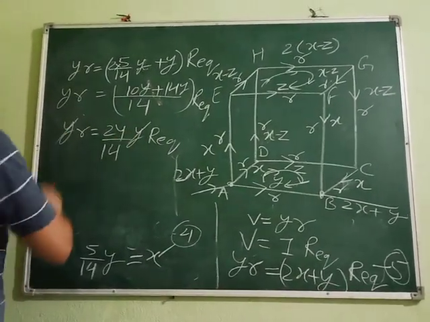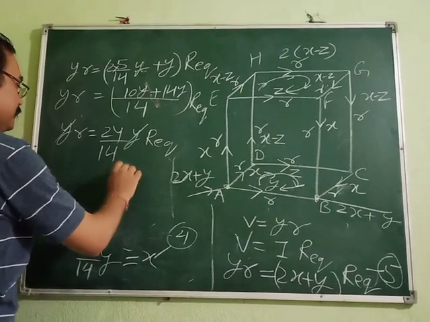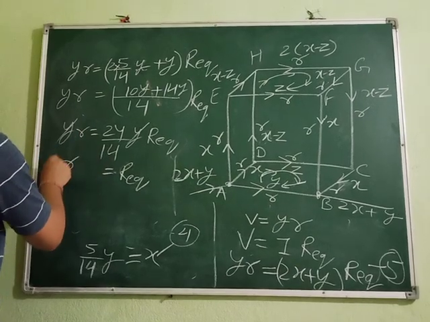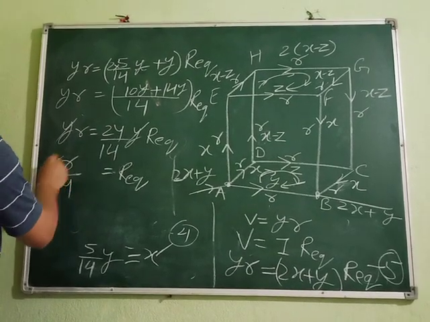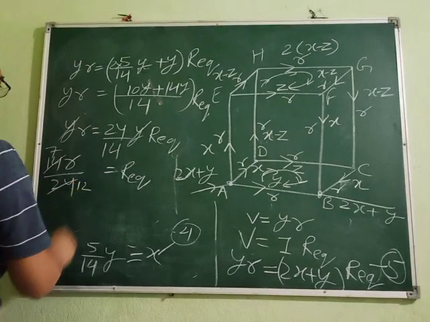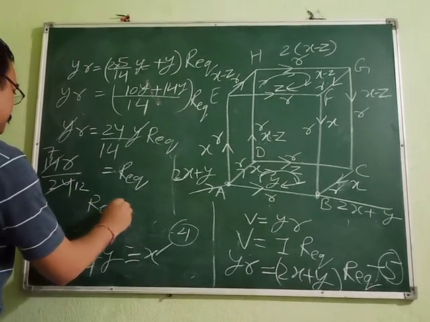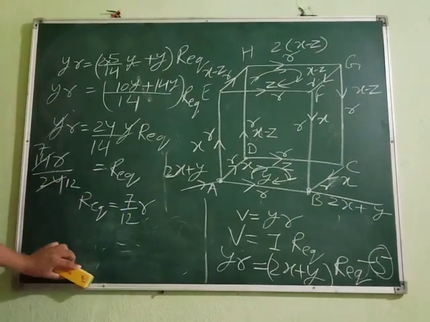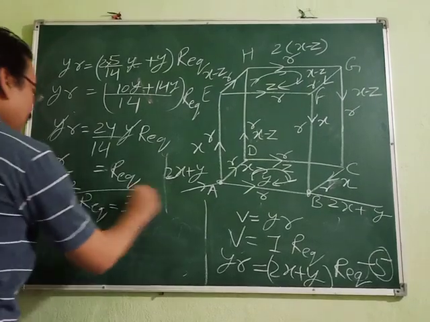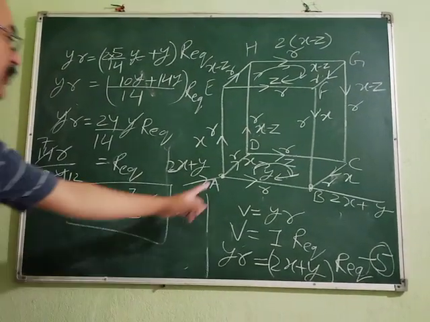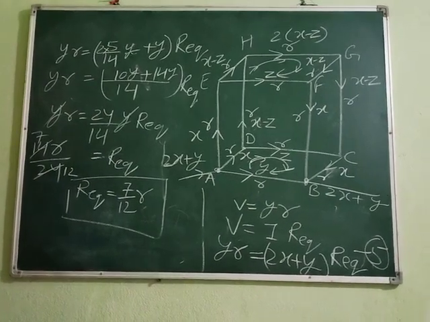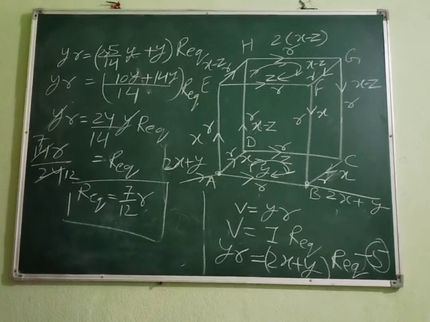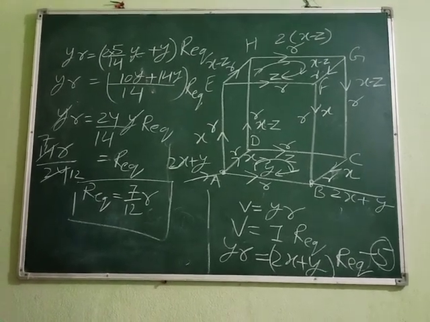Now y we can cancel out. So what is R equivalent? R equivalent is equal to R, this will get multiplied by 14 and this will get divided by 24. So 2 sevens are 14 and 2 twelves are 24. So we will get R equivalent is equal to 7 by 12 small r. That is what we have got at the end. This is the equivalent resistance between these two terminals. Note it down. Noted? Understood? Very well.